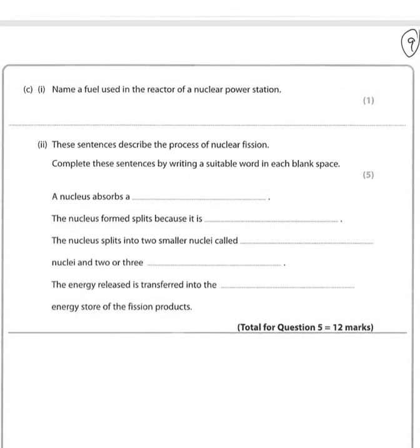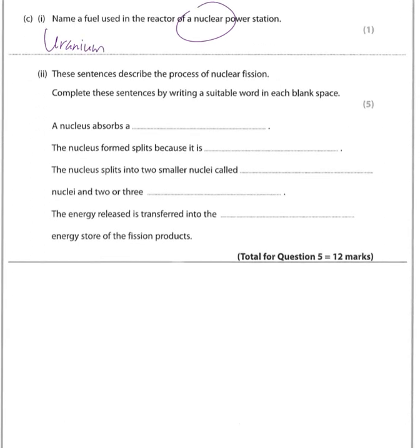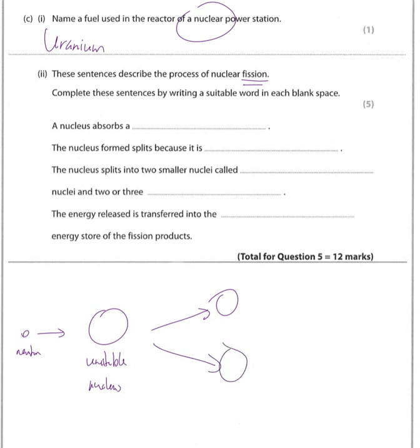Okay, now this one should be straightforward. In the nuclear reactor, the fuel is indeed uranium. Okay, now this is fission. This is fission when you split things. Okay, if you remember, if I draw this here, we got the neutron. It gets fired into our unstable nucleus. Our unstable nucleus gets more unstable and then splits into smaller daughter nuclei, and then we have neutrons being given off.